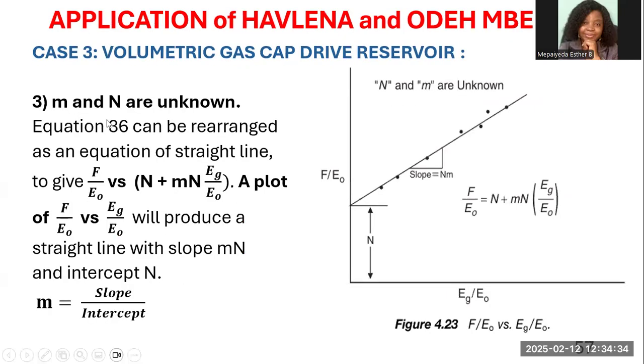Then your case 3, where both M and N are unknown. What happens? Likewise, your equation 36 could be rearranged. You have F over EO, and this time around, both M and N are unknown. So you have N plus MN EG over EO. F over EO is Y equals MX plus C. This is your MX.